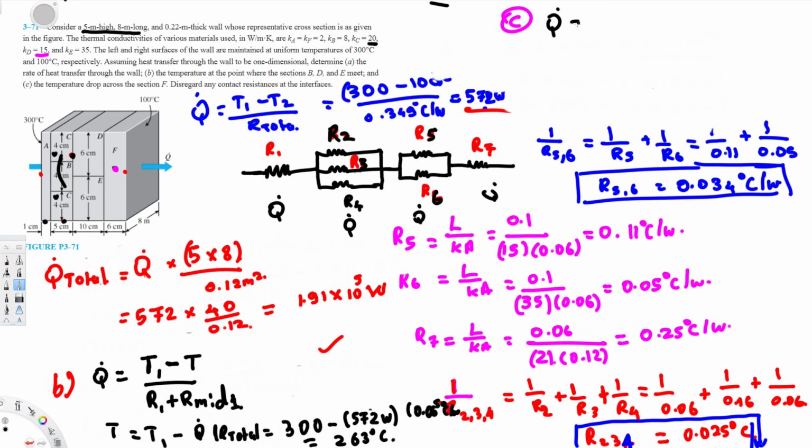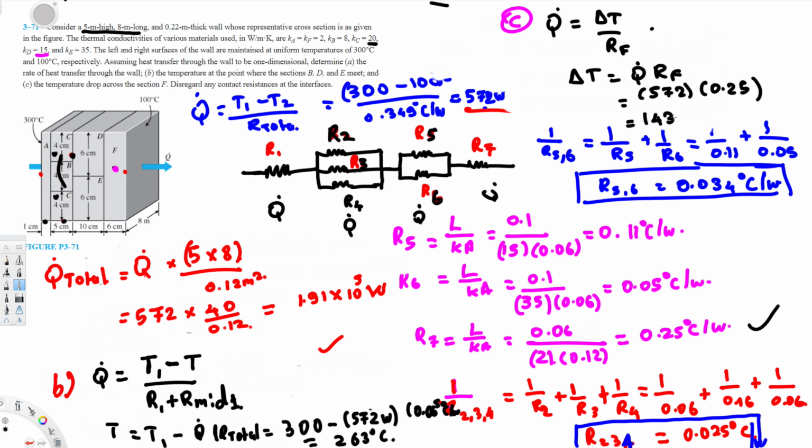Q dot is equal to delta T over RF, right? Delta T is what we are trying to find. So delta T is equal to Q dot times RF. Q dot is 572 times RF. So the resistance at this point is 0.25. This is the one. So 0.25, and if you calculate this temperature difference, that's going to give you 143 degrees Celsius. So this is going to be the temperature drop at this point.